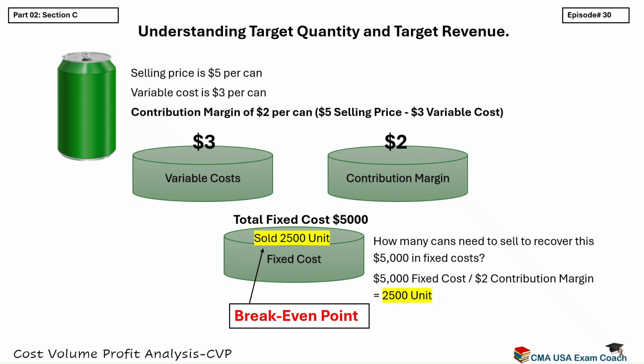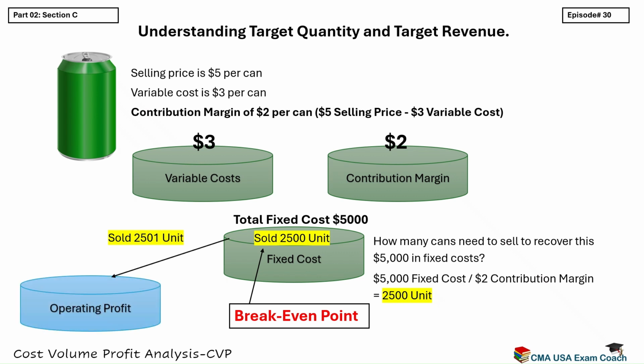Now let's take it one step further. What happens if I sell just one more can, that is 2,501 cans? Now I'm still earning $2 of contribution margin per can, but since I've already covered all my fixed costs at 2,500 units, this extra $2 from the 2,501st can becomes pure profit. From that point onward, every can I sell adds $2 directly to my operating profit.